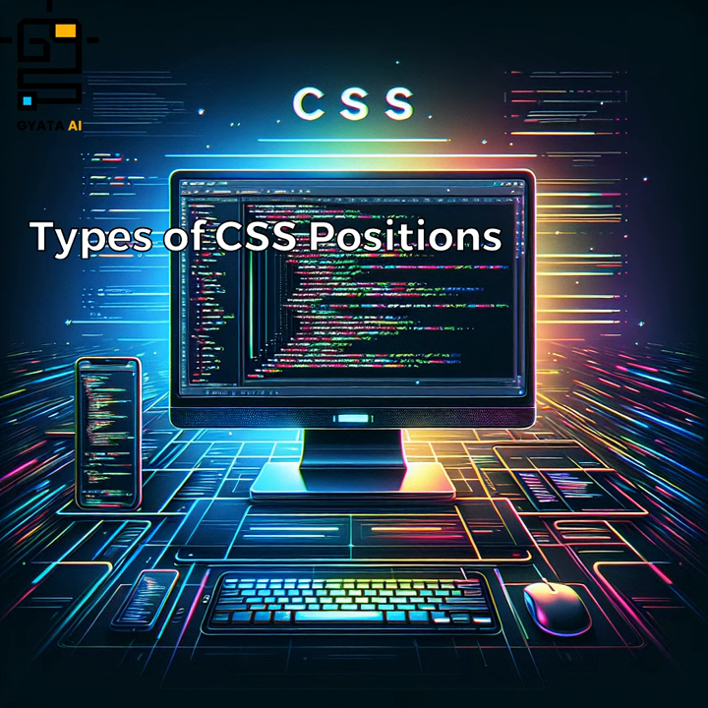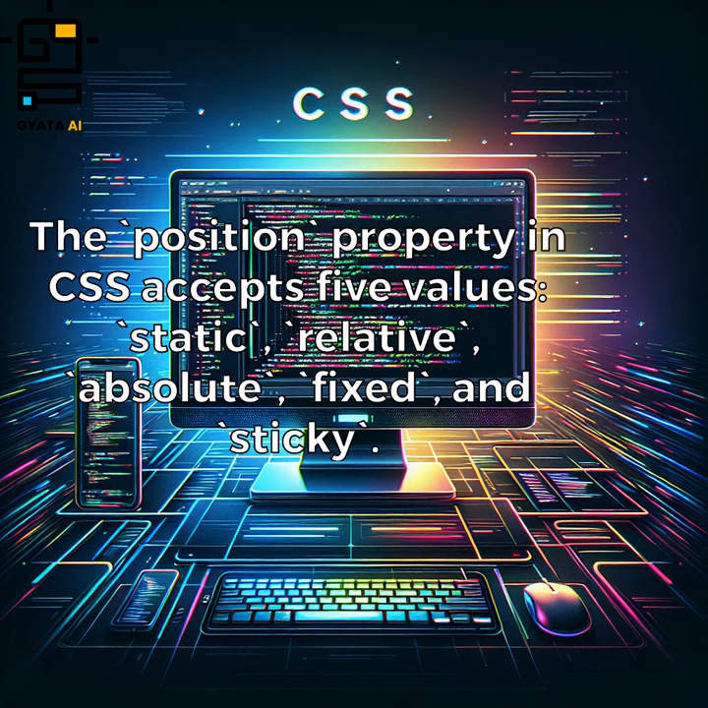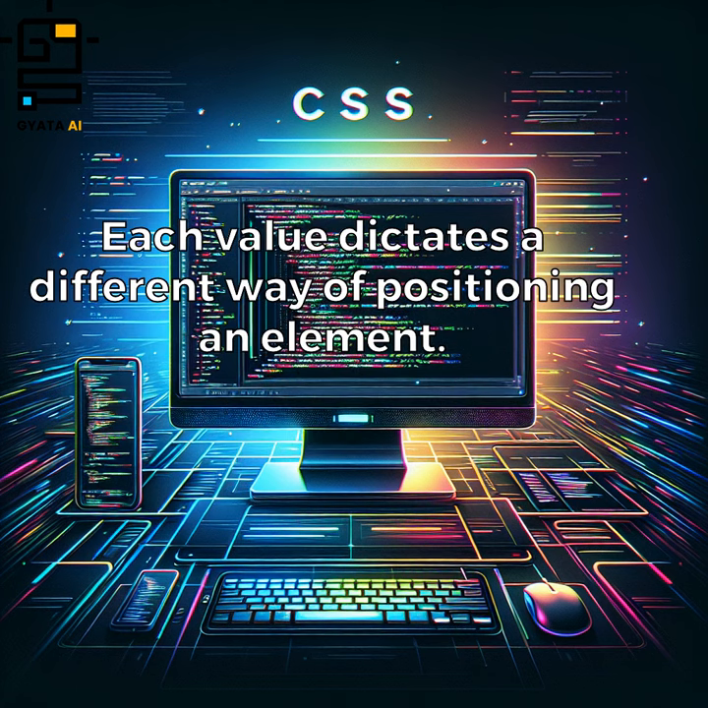Types of CSS positions. The position property in CSS accepts 5 values: static, relative, absolute, fixed, and sticky. Each value dictates a different way of positioning an element.